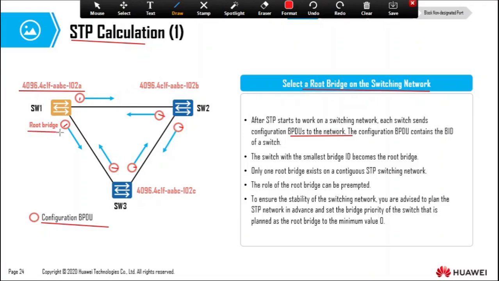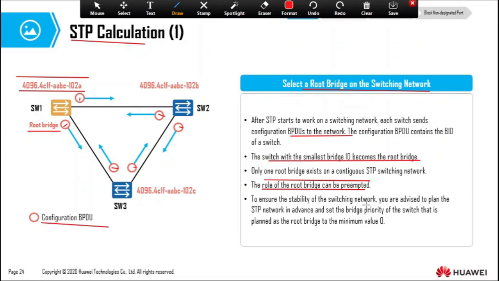And that is how switch 1 will be elected as the root bridge. So the switch with the smallest bridge ID becomes the root bridge. The role of the root bridge can be preempted. Please don't forget this. Most likely you'll be asked this in the exam. Preemption means if we connect another switch that has a better bridge ID than this, then it will trigger an election. So the root bridge can be preempted.